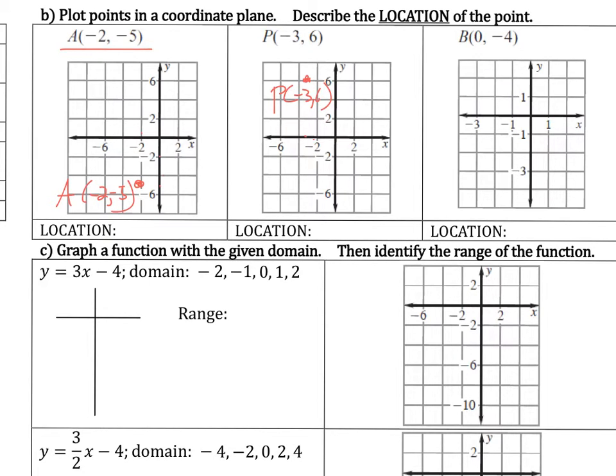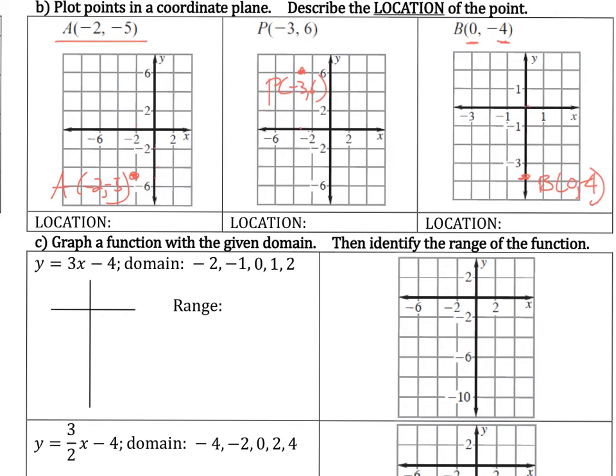Point B, my x-coordinate is 0 and my y-coordinate is -4, so I need to move 4 units down. It's here. And the location of this point will be quadrant 4. The next point P will be in quadrant 2. Point B will be located on the y-axis.